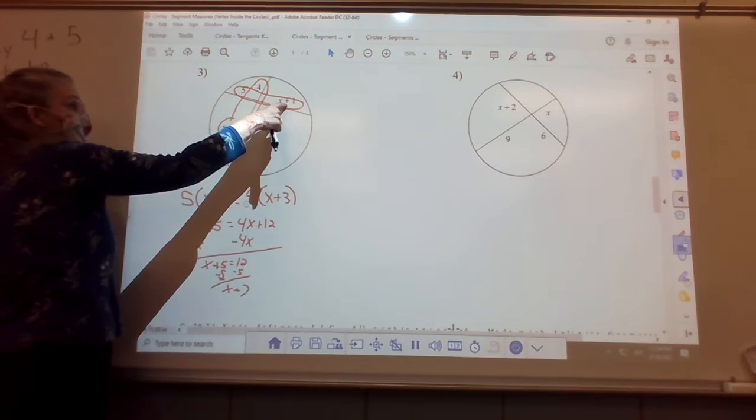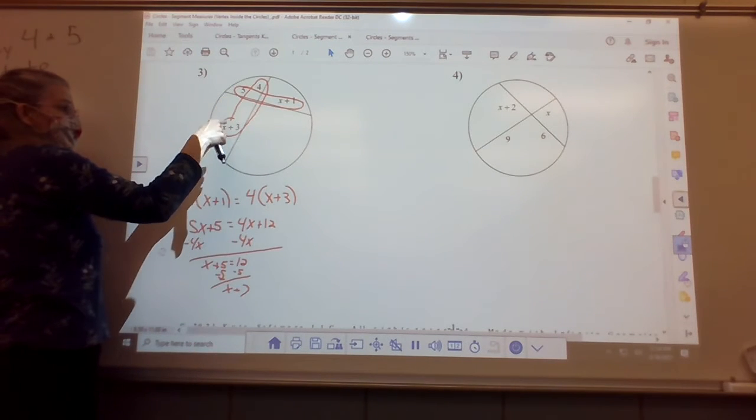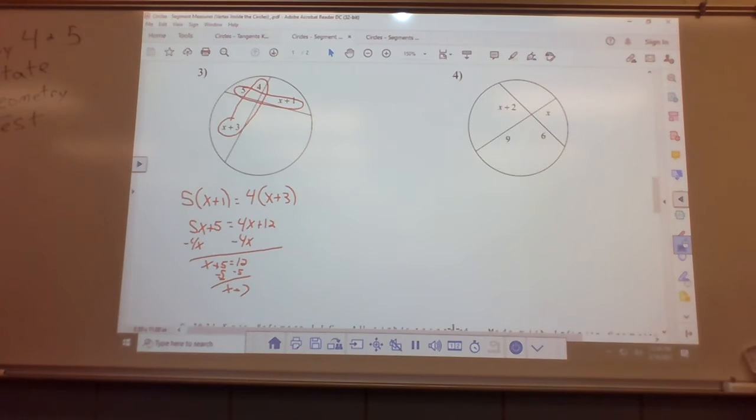7 plus 1 is 8. 8 times 5 is 40. Put 7 in here. 7 plus 3 is 10. 10 times 4 is also 40. So I'm not saying the segment is that number. I'm saying that the x that I could plug in is. You okay on 3? Number 4, a little easier of an equation.